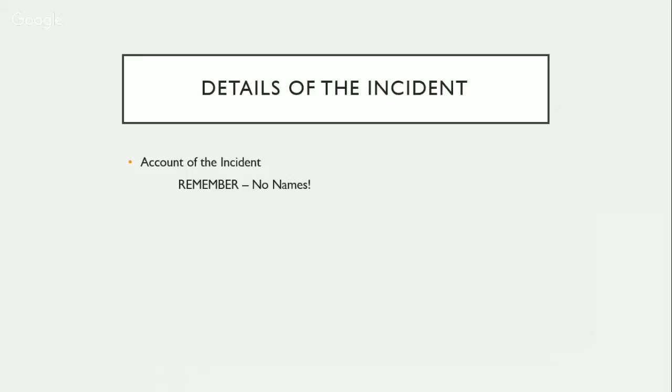Then we have the account of the incident. This is where you can add 1 or 2 sentences about what exactly occurred for the survivor. What was the incident? It's important to remember here, again, there are no names that we're including anywhere on the intake form.